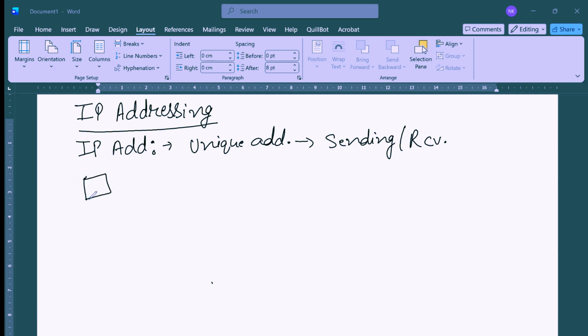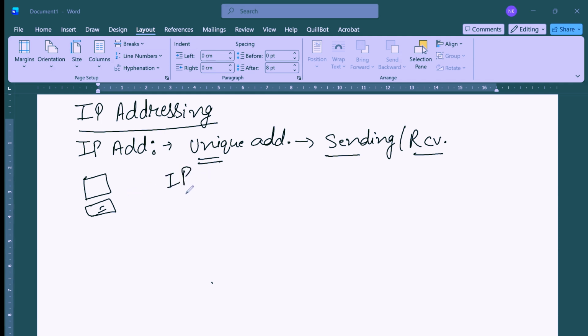So what is an IP address? An IP address is the unique address that will help you in sending and receiving data. It is like the address that you have for your home, which is used for receiving parcels and letters and everything. In the same way, it is like the address of the PC.